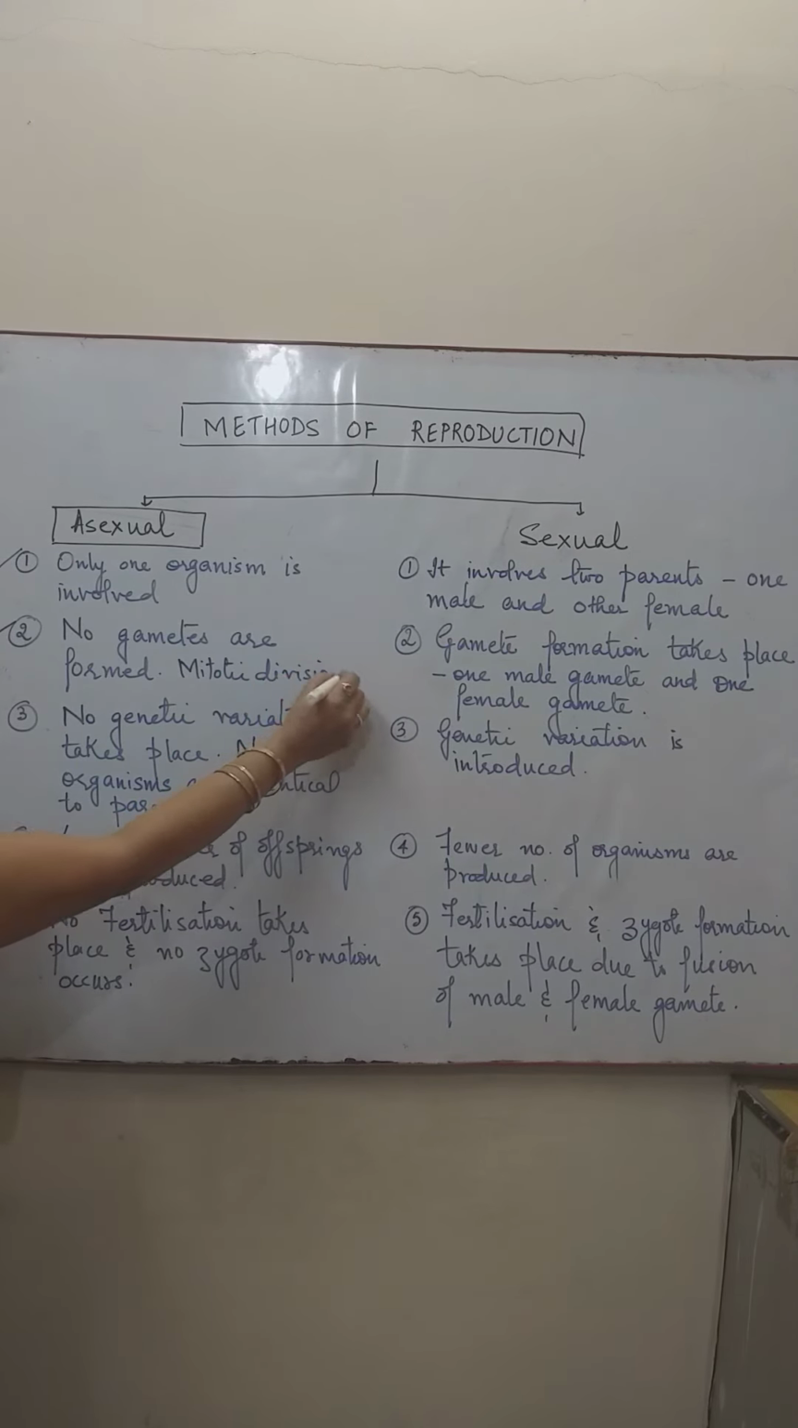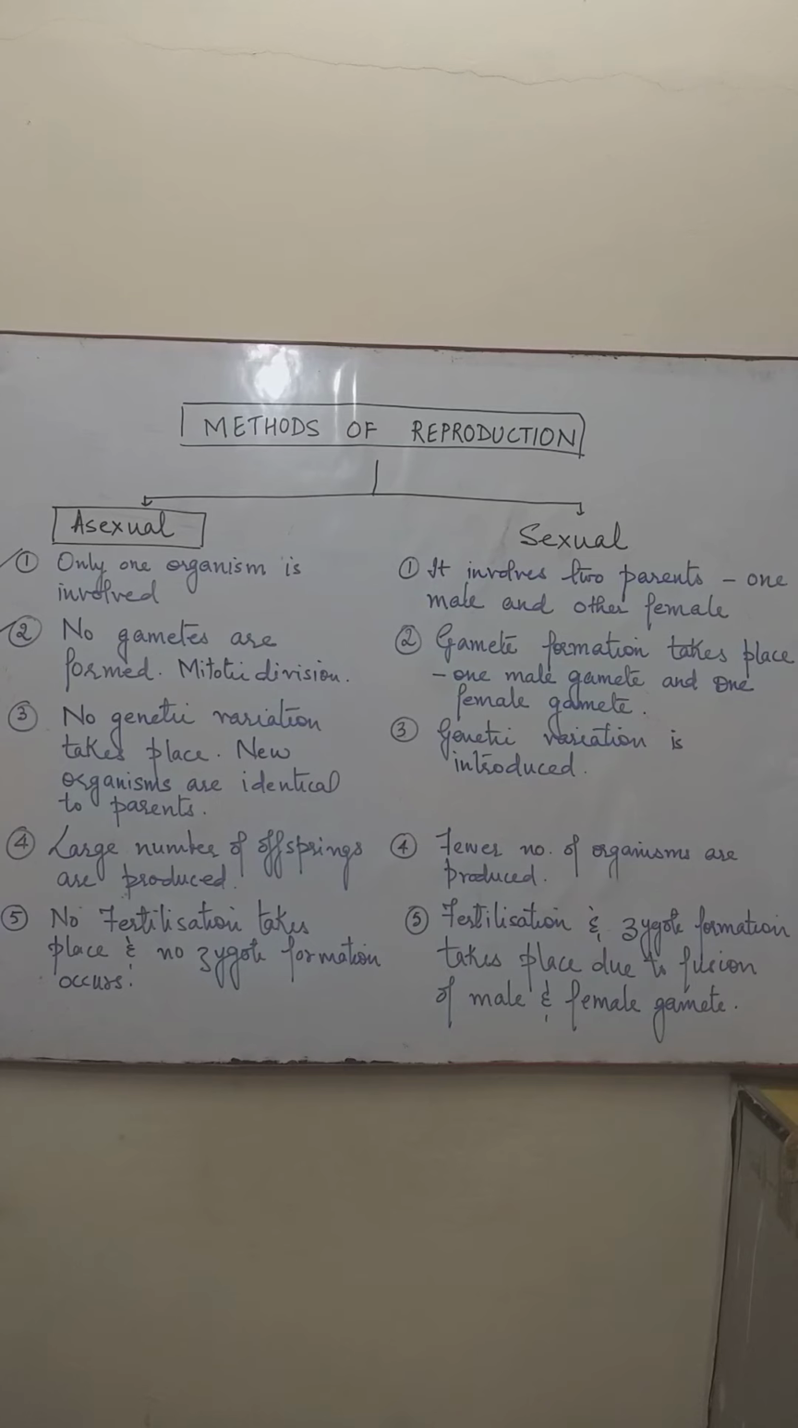Whereas in the case of sexual reproduction, male and female gamete formation takes place, and that is by the process of meiosis. As a result, the male will produce the male gamete and the female will produce the female gamete by the process of meiosis, which is a type of cell division.